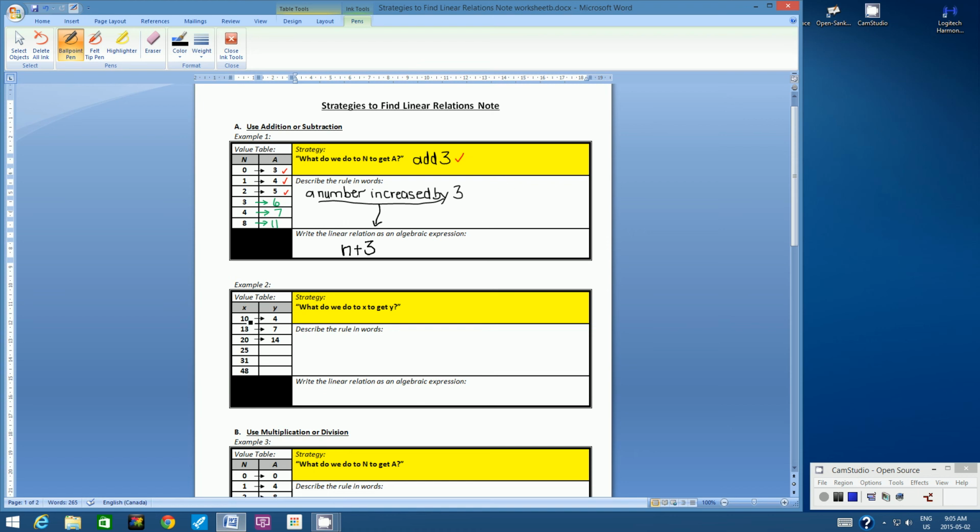The first one, 10, and then it becomes 4. So automatically, I hope you're thinking, okay, then this can't be addition because we can't really add anything to x, 10, to make it a smaller number, 4. So what do you think? Again, look at the clue, look at the section that we're in. So what do you think we did to x to get y?